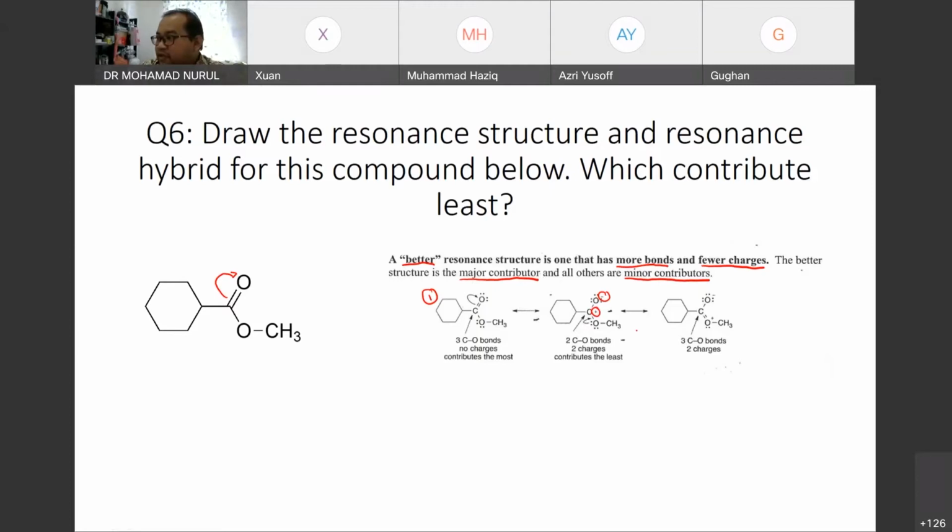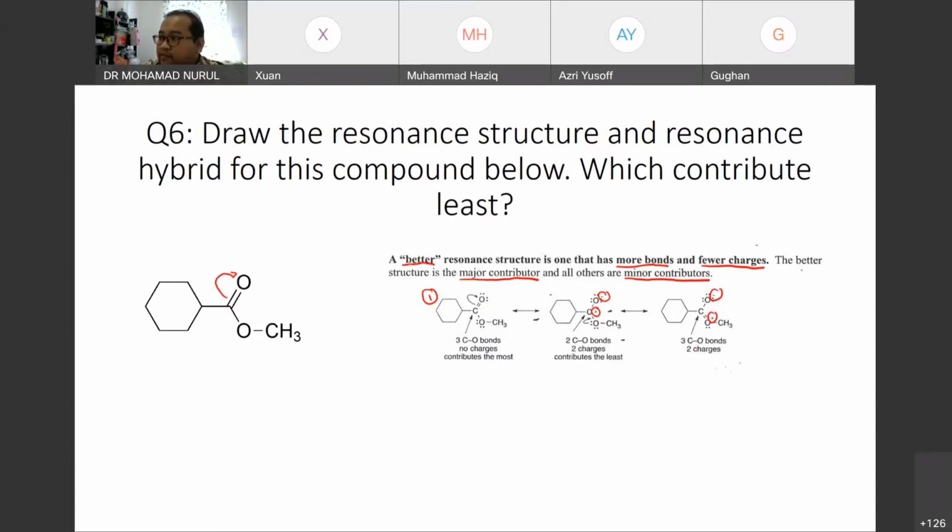Okay, the last one. You realize that the oxygens below have a pair of electrons also, so you can easily move to the oxygens, the second oxygen pair. So in this case, you have three C-O bonds, but in this case there are two charges, and three CO bonds.